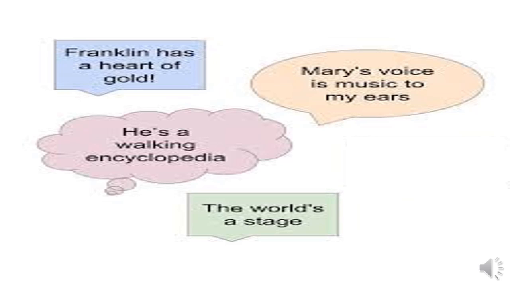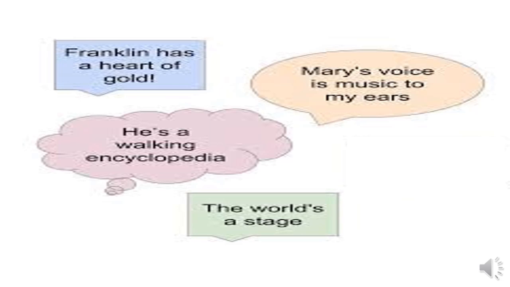The first one, Franklin has a heart of gold. Here it means that one is very kind and good natured. This expression, heart of gold, alludes to gold in the sense of something valued for its goodness. Then we have, Mary's voice is music to my ears. Music to ears means something that is pleasing to hear. And here we are talking about Mary's voice.